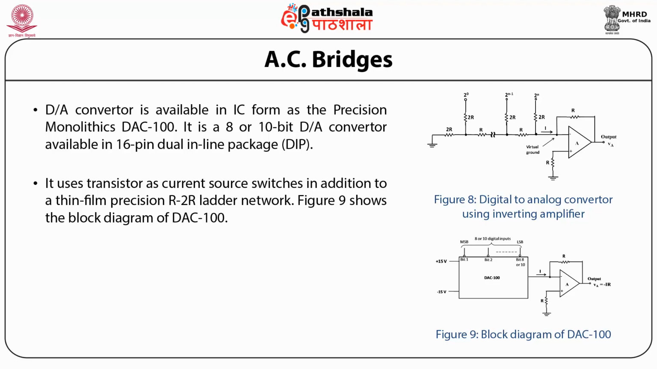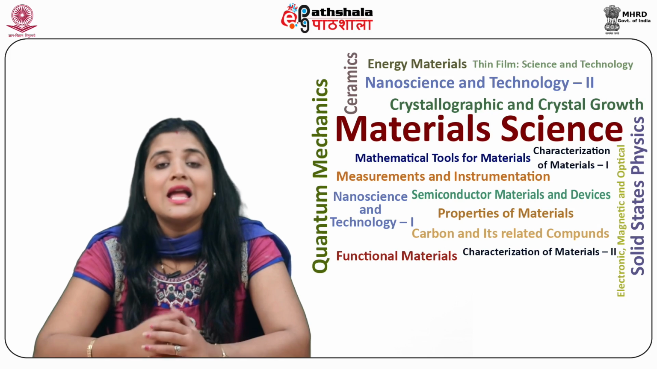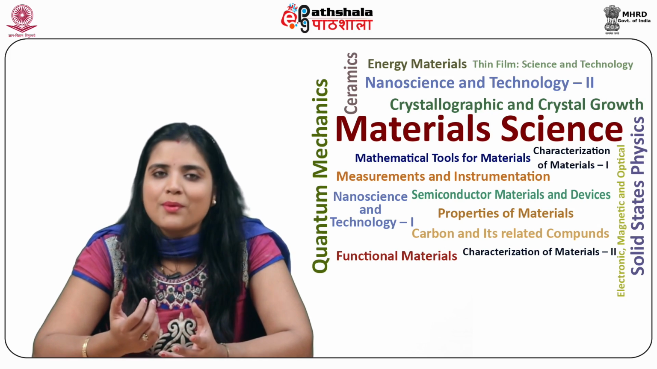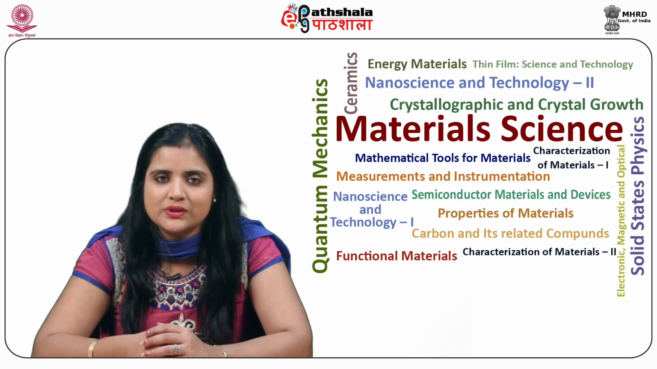The figure below shows the block diagram of DAC 100. We can notice in this figure that the IC operates in current mode and is based on complementary logic. That is, all zeros at the input will produce the full-scale output at VA, while all ones at the input will produce zero output. Let us discuss the performance characteristics of digital to analog converters.